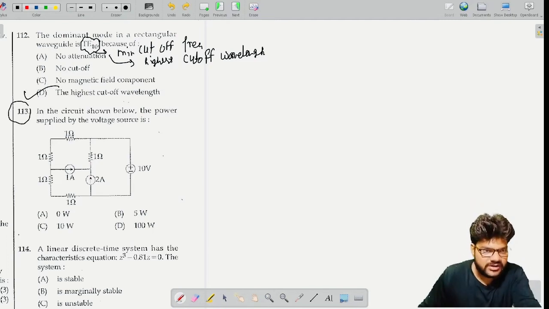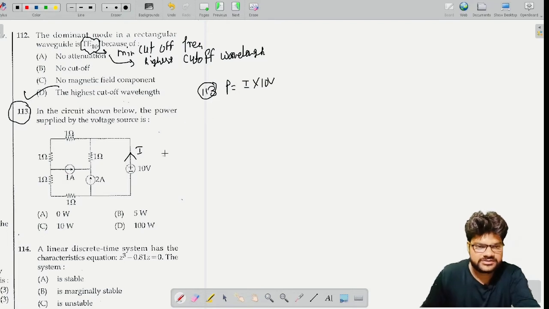Question number 113: in the circuit shown below, the power supplied by the voltage source is. So we have to find out how much power this voltage source is supplying. Let us see, current I is coming out from here. Power supplied will be I into V. V is 10 volt, so we have to find I, then we can find how much power this 10 volt is supplying.